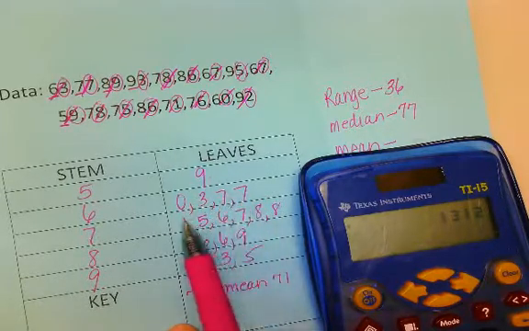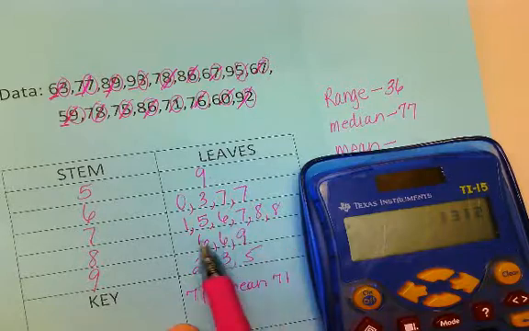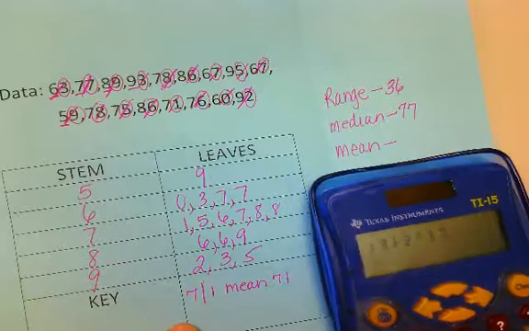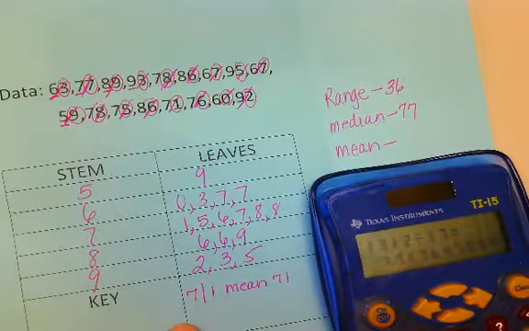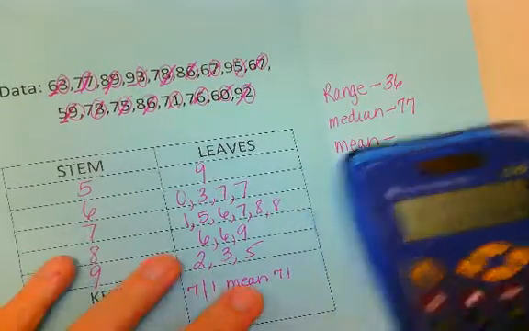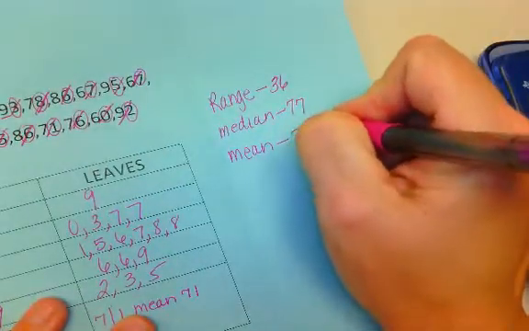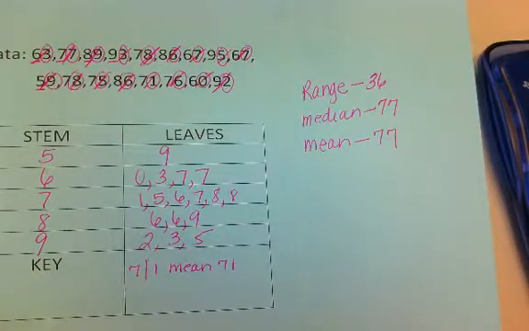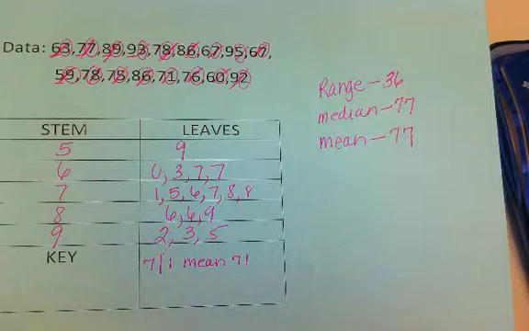1, 2, 3, 4, 5, 6, 7, 8, 9, 10, 11, 12, 13, 14, 15, 16, 17. Divided by 17. That gives me 77.17. If we were to round that, our mean would be 77. Alright. You can also find mode. If you notice, there's actually a couple modes here because you have 67 twice, 78 twice, 86 twice. So there's really not one that has more than that, so you would have 3 different modes.